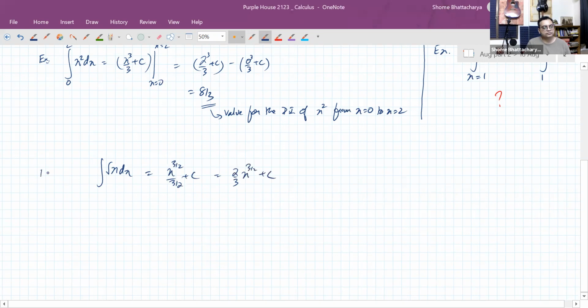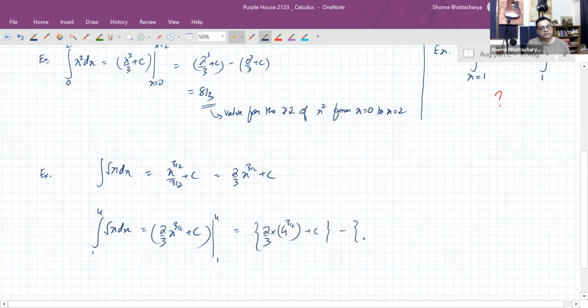So therefore, if I put the limits on this one, 1 to 4, then I have to put the same limits on this antiderivative. The upper limit will become 2 by 3 into 4 to the power 3 by 2 plus c, minus the lower limit, which is 2 by 3 into 1 to the power 3 by 2 plus c. So the upper limit becomes 2 into 8 by 3, that is 16 by 3, minus 2 by 3. So 14 by 3. Couple of people have sent the answer as 14 by 3, that is correct.